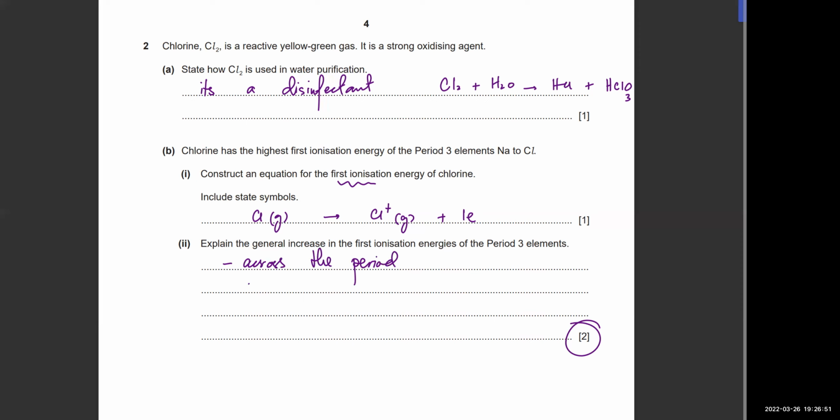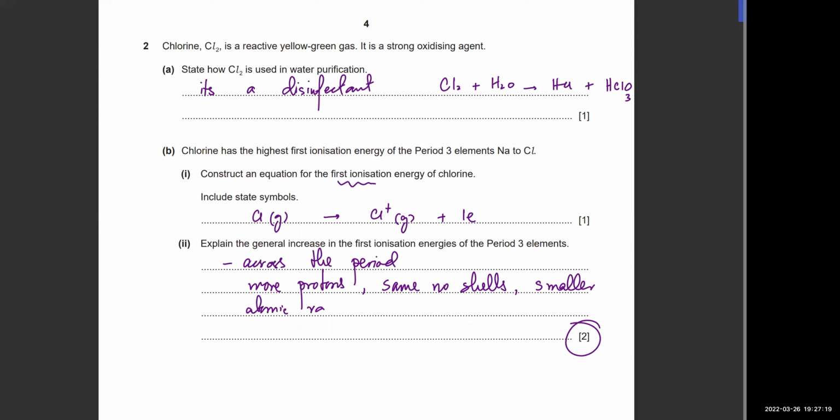You're going to have more protons, or more nuclear charge. Same shielding, or same number of shells. And smaller atomic radius. Although they have the same number of shells, because of the greater protons, the atom is smaller in size. So smaller atomic radius.